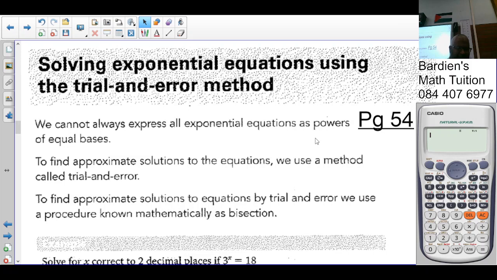To find approximate solutions to the equations, we use a method called trial and error. You try something and it doesn't work, you try again, and try until you get an answer. That is basically trial and error. Then we are told to find the approximate solution to the equation by trial and error. We use a procedure known mathematically as bisection.